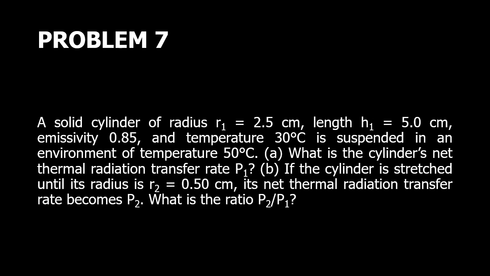A solid cylinder of radius R1 equals 2.5 centimeters, length H1 equals 5 centimeters, emissivity of 0.85 and temperature of 30 degrees Celsius is suspended in an environment of temperature 50 degrees Celsius. What is the cylinder's net thermal radiation transfer rate P1? If the cylinder is stretched until its radius is R2 equals 0.5 centimeters, its net thermal radiation transfer rate becomes P2. What is the ratio of P2 over P1?